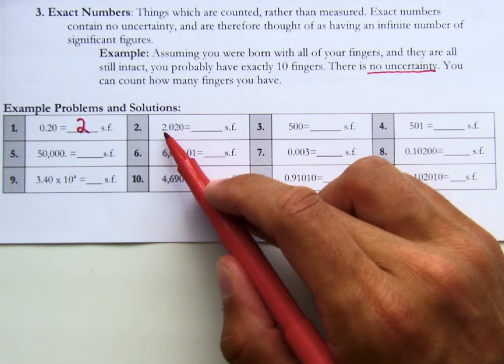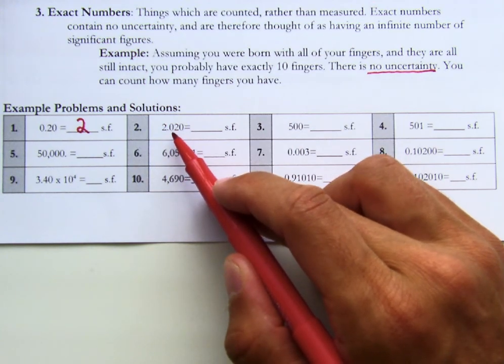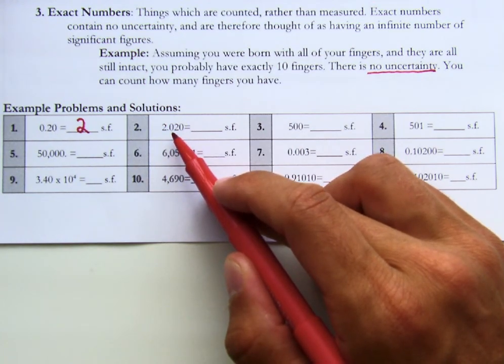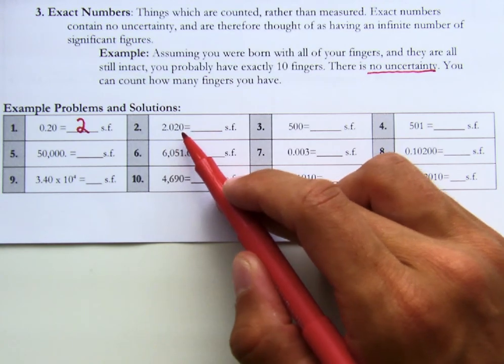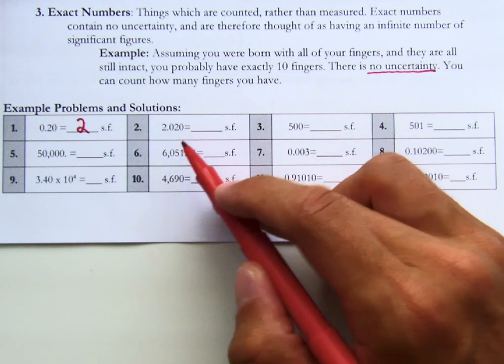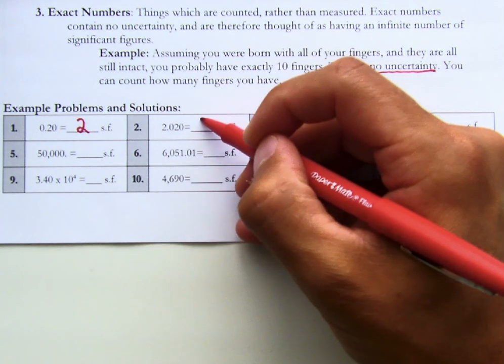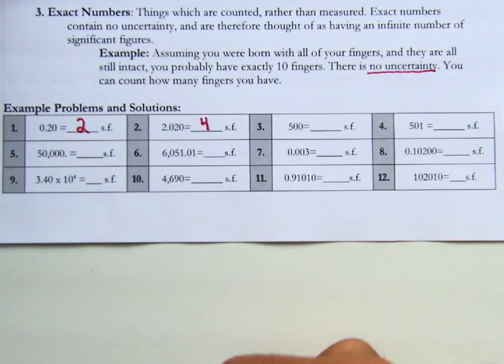We have a two. This is a captive zero, which is always significant, and then this is a trailing zero, which is significant if the number has a decimal point, which it does. So all of these are significant. This has four sig figs.